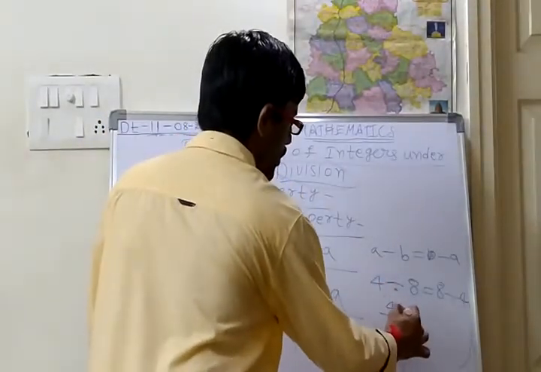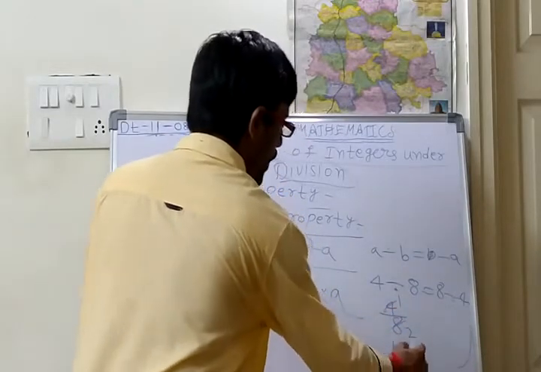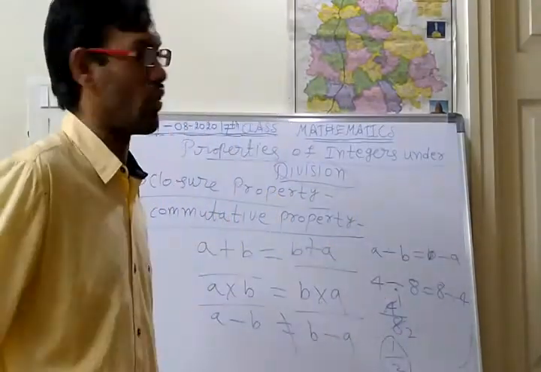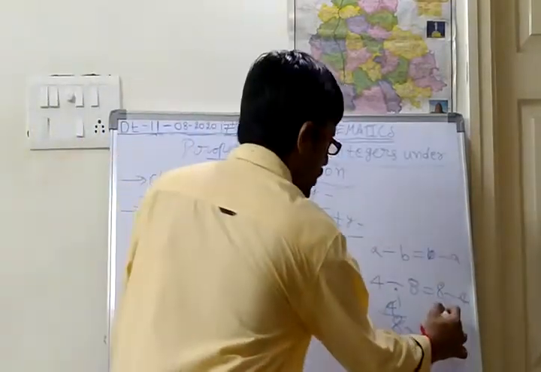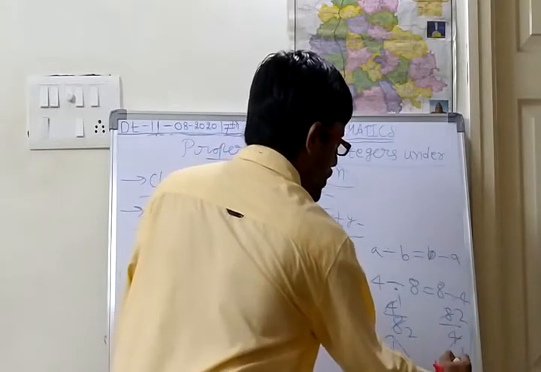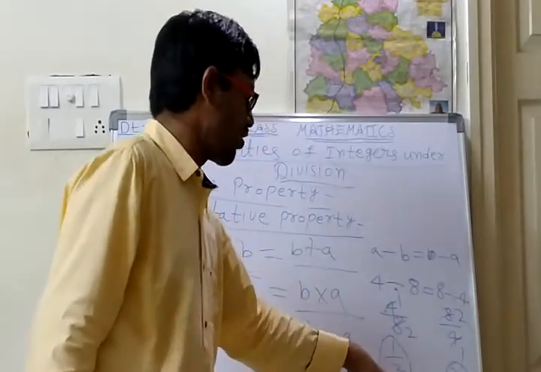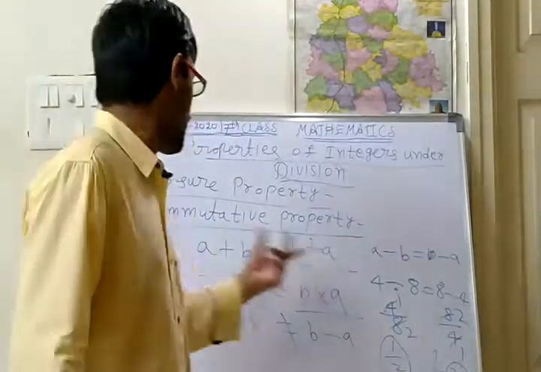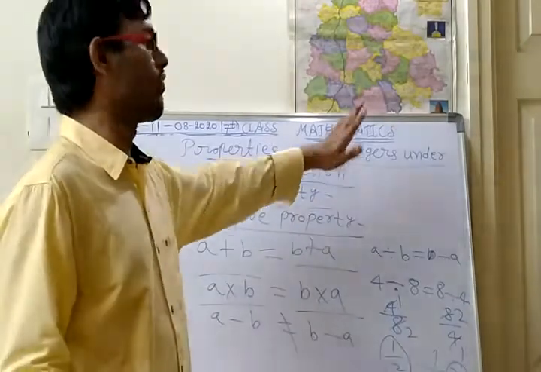4 divided by 8 means 4 by 8. So 4 ones are 4, 4 twos are 8, so the answer is 1 by 2. I hope you are understanding. So 4 divided by 8 is 1 by 2. Now we have to see whether 8 divided by 4 gives the same result. So 8 by 4, 4 ones, 4 twos, 2 by 1 is 2. So here the answer is 2 and there it is 1 by 2. Are they equal? No, they are not equal. So the commutative property is also not satisfied in the division of integers.